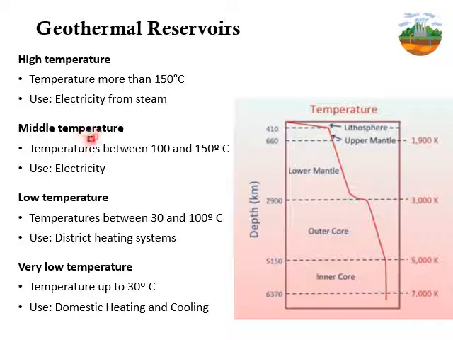Then there are some middle temperature reservoirs, with temperatures of 100 to 150 degrees centigrade. They can also generate some electricity, but usually not with water, rather with other fluids having a lower boiling point. The low temperatures, from 30 to 100 degrees centigrade, are used for simple heating systems for homes, district heating systems, or central heating systems. For very low temperatures at around 30 degrees centigrade, like the hot springs, they can be used for domestic heating and cooling.